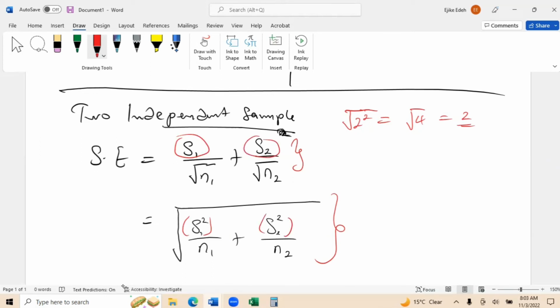And then you don't want to take the square root of the denominator, so just leave the square root on the denominator, right? So this second one is the one we have in the test statistics for independent sampling. So let's write it down.